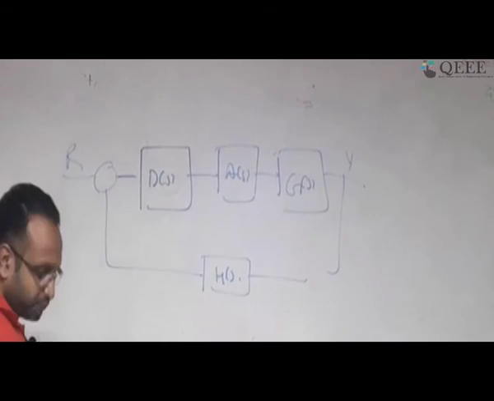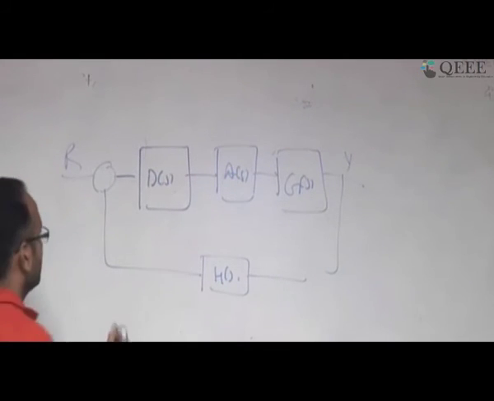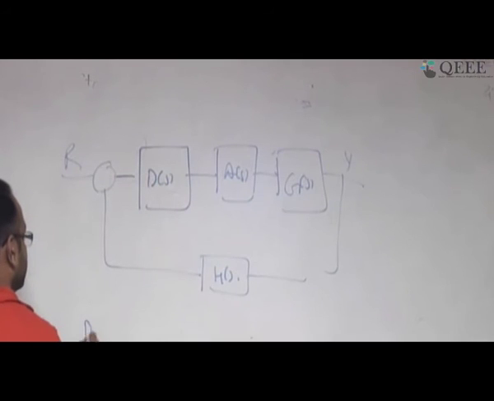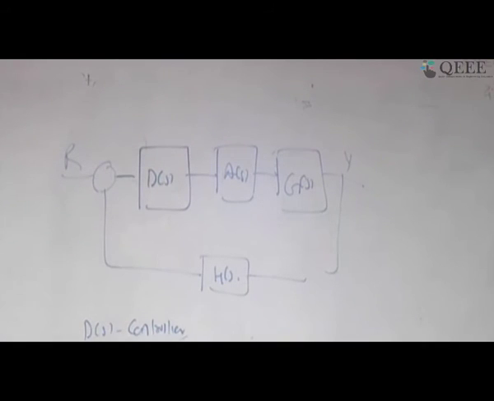Okay, this is what has happened. And what should be this D of S? This is, I talk about it, different controllers we use. Okay, so the three types of controller are very popular.